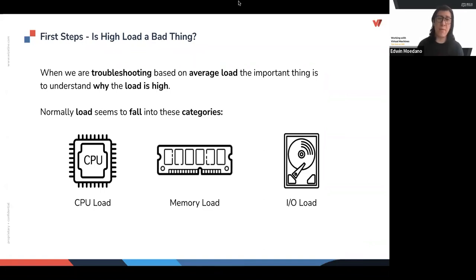When we're troubleshooting based on average load, the important thing is to understand why the load is high. Normally there are the following 3 categories. Is it the CPU load that we were checking with the average load in the uptime command? Maybe it's a memory load issue, or maybe it's an IO load that constantly goes with waiting for reading files from a disk or some peripherals.